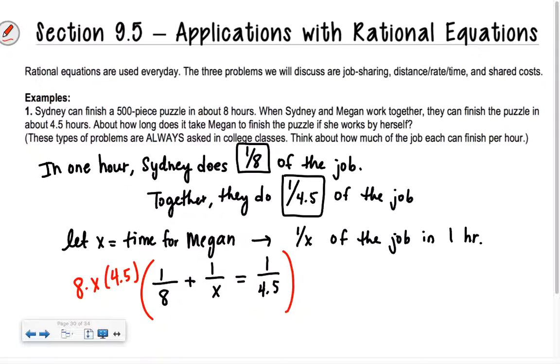On the first term, our 8's cancel. What are we left with? 1 and x and 4.5, so 4.5x. On the next term, our x's cancel, so we're left with 8 and 4.5. Don't cancel them on your paper. Becca's helping me, it's 36. And then on the next one, the 4.5's cancel, so we're left with 8x.